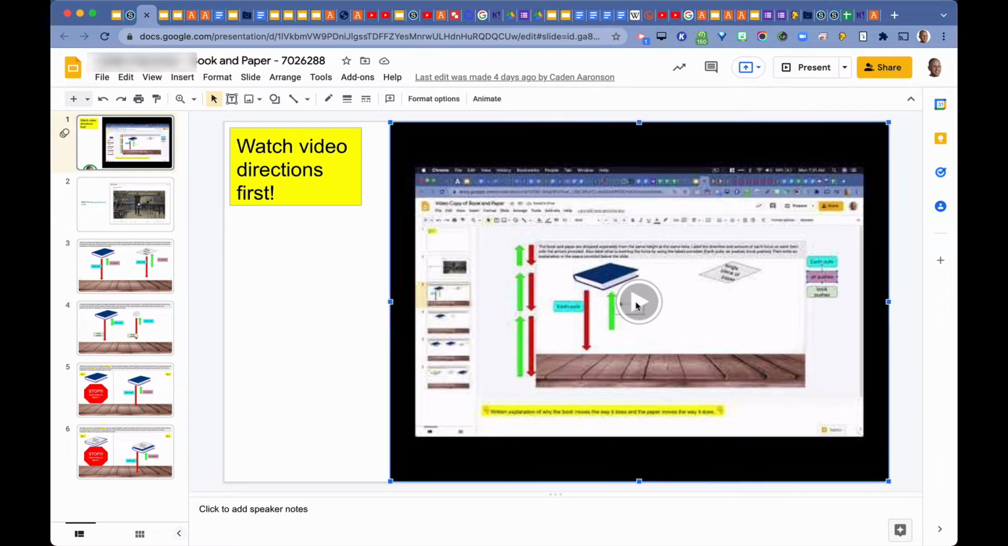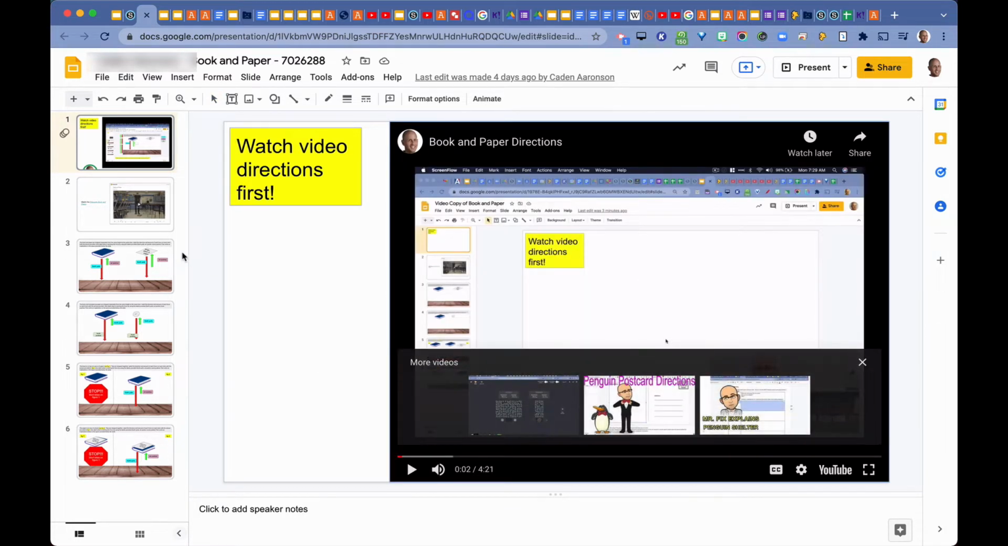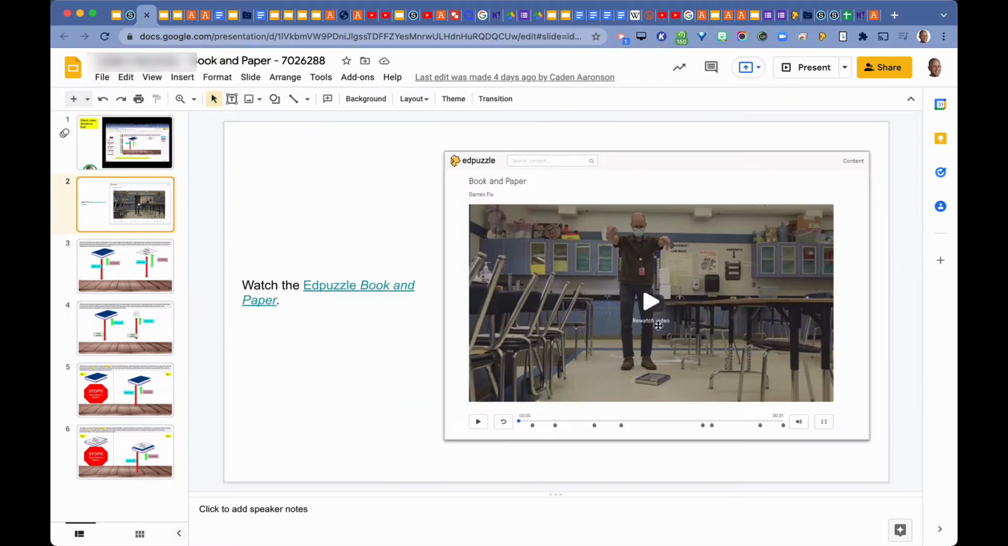These are the video directions for the assignment. And then they had to watch the Edpuzzle. This is more like if students were absent last Friday. The Edpuzzle walked through the different demonstrations of the book and paper.